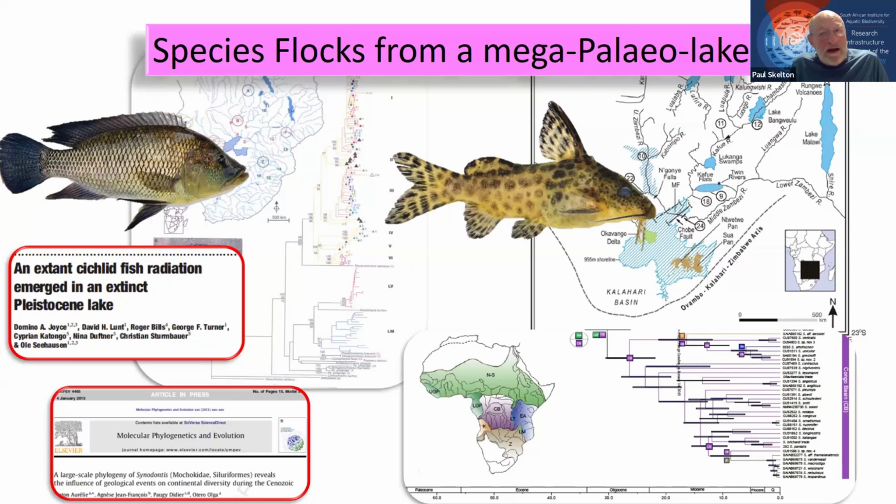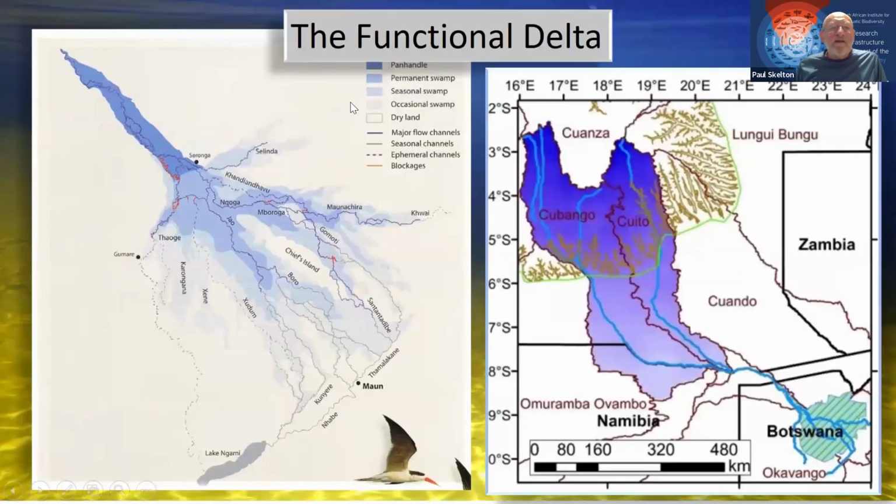It's also evident that the lakes were not terribly long-lived in geomorphological time, and some of those speciation events have not gone through to completion, and the species are not as distinct as they might be if the lakes were longer lived. So the functional delta, let's talk about that.